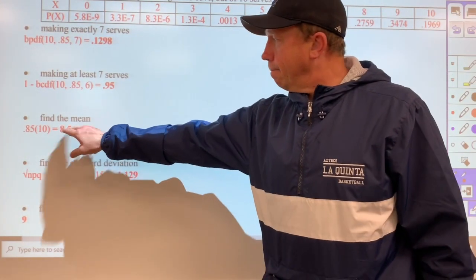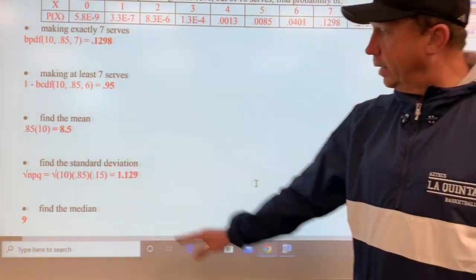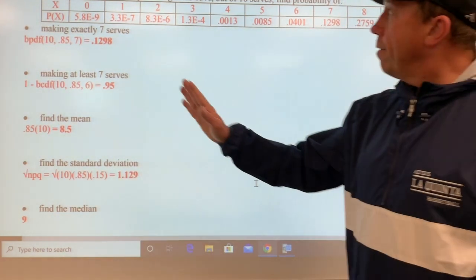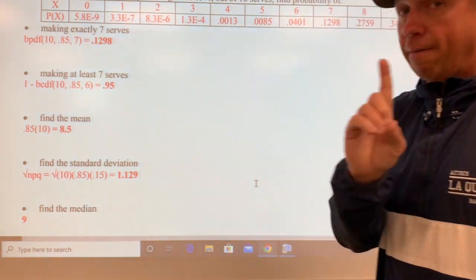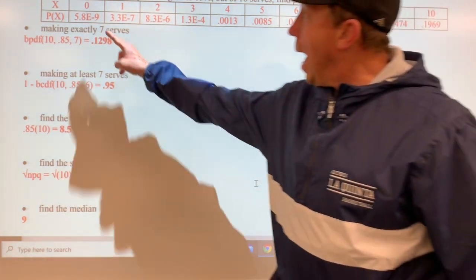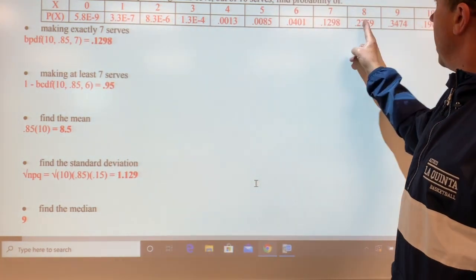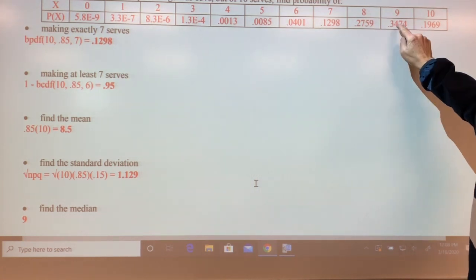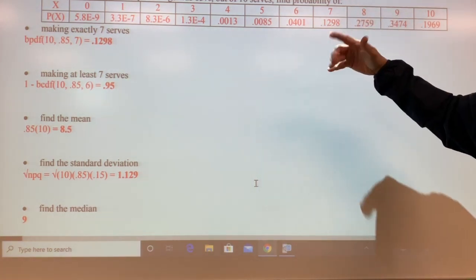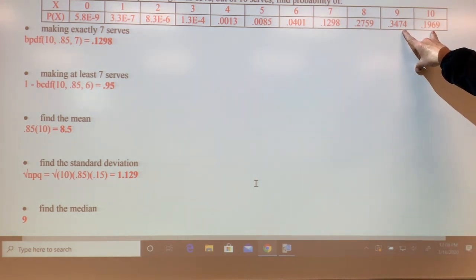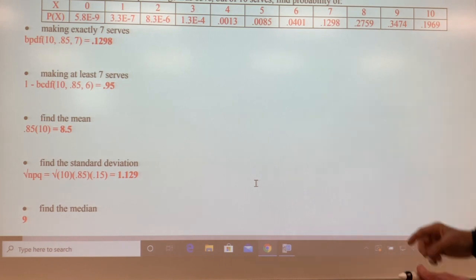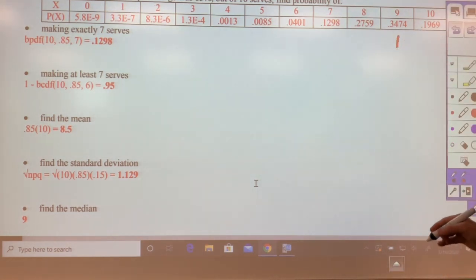Now, find the mean. There it is. Find the standard deviation. This is old hat. We've done this before. Find the median. The median is where this distribution crosses the 50% mark. So if you start adding these numbers, it finally crosses 50% when you add this 0.3474. That makes this the median. Looking backwards, you can also tell. If you add these two numbers up, you get about 53, 54%. So in the 9s is where it crosses the 50% mark. So in this box plot, this would be the median, okay?